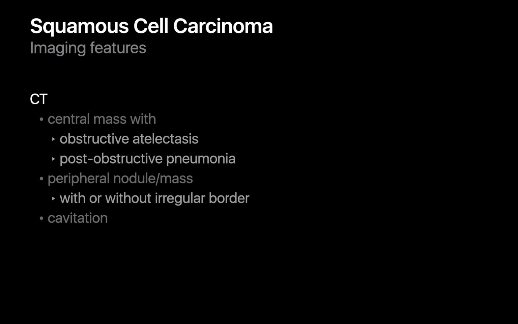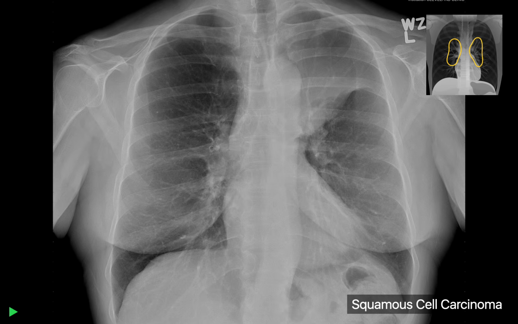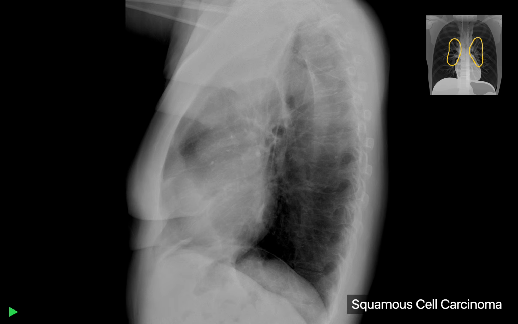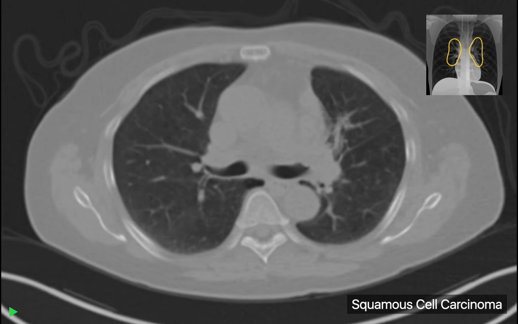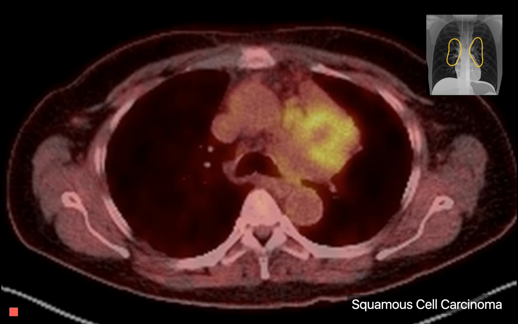The CT imaging features of squamous cell carcinomas mimic the same features you'll recognize on chest radiography, including post-obstructive pneumonia. Let's look at a few squamous cell carcinoma cases. Here's a case of a squamous cell carcinoma that presented as a central left upper lobe lung mass and obstructive left upper lobar atelectasis, due to the abrupt occlusion of the left upper lobe bronchus by a mass which was FDG avid with a region of central necrosis.